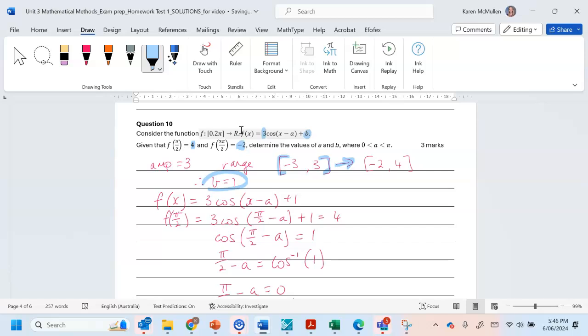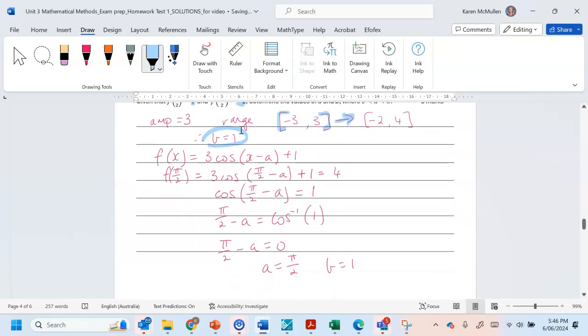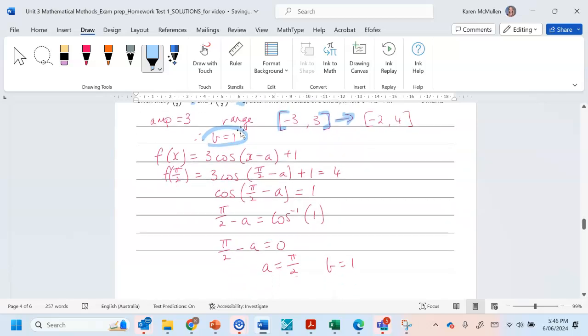So once you find B, then you can work out A, and you can see my working out for A there. Very similar question to last week.